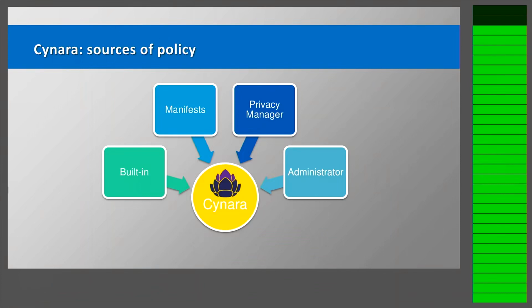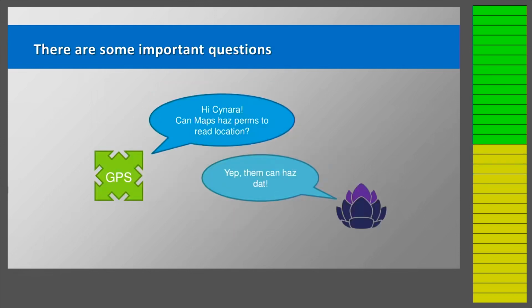So how does Cynara know the answers? First of all, we can have some sane, built-in defaults in the system. We can have manifests, so if you know the concept of Android, the application can come with predefined manifests declaring the accesses they would need, and the privacy manager and administrator can alter the policy online. There are these questions in the systems, as I said before.